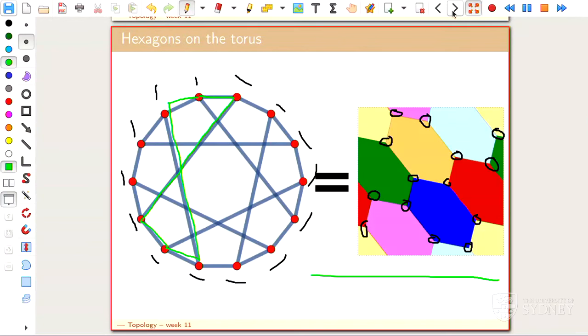So there might be some question: is this graph planar? Can you draw it on a torus? That's slightly different. So you can, for example, draw K5 on a torus. I think that's on one of the exercises.